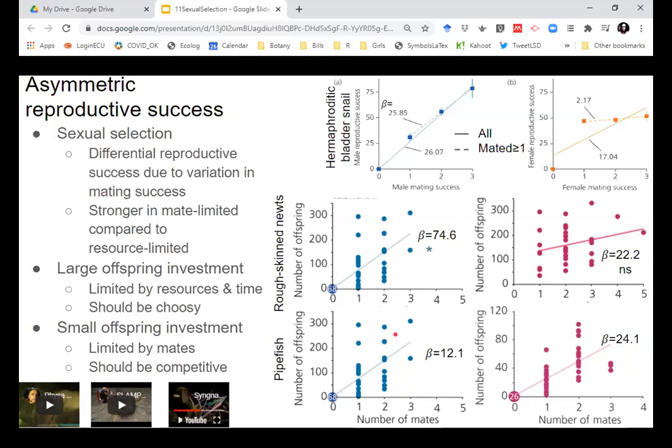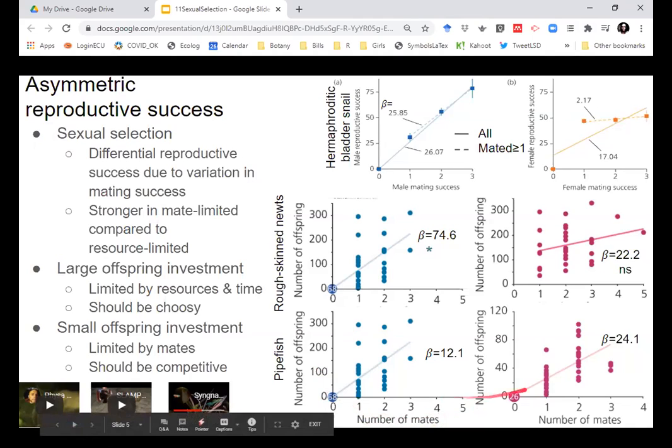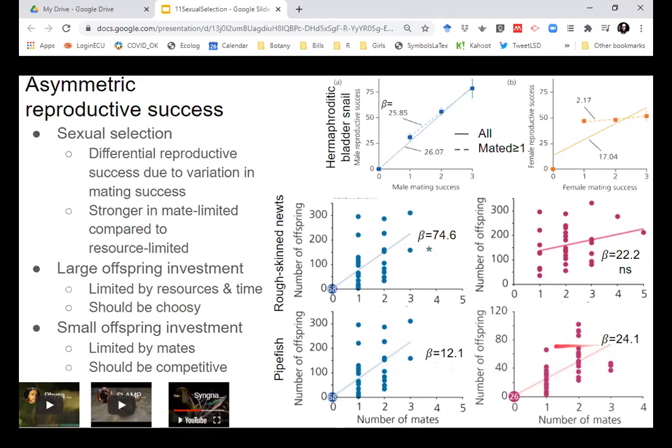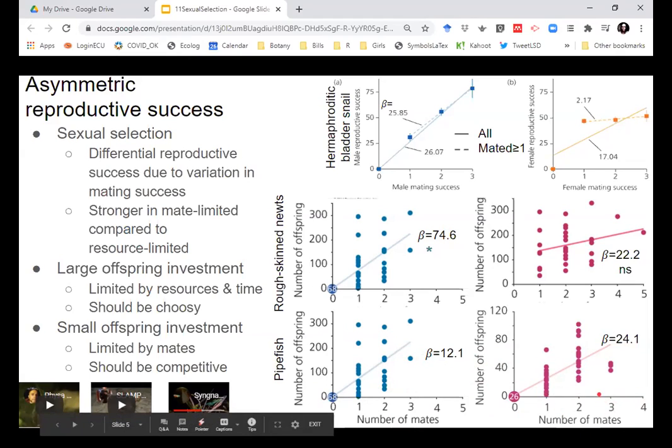So in this case, again, we have the number of mates on the x-axis, and on the y-axis, we have the number of offspring produced. While there is a positive relationship for the males, it's even stronger for the females in this case. So again, we see the number of mates for the females, right? In this case, she has the lower investment.